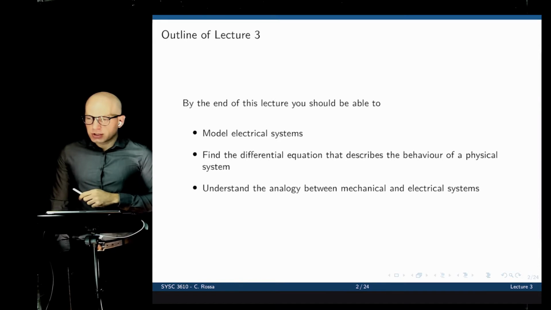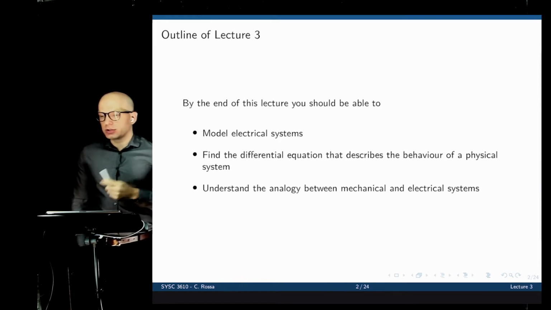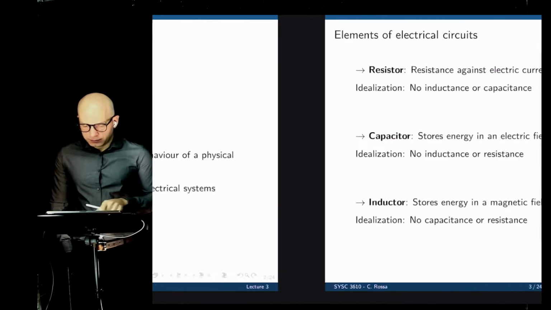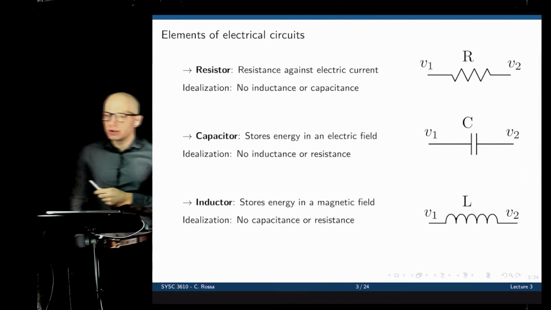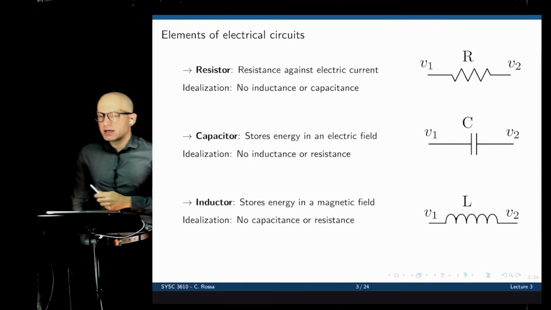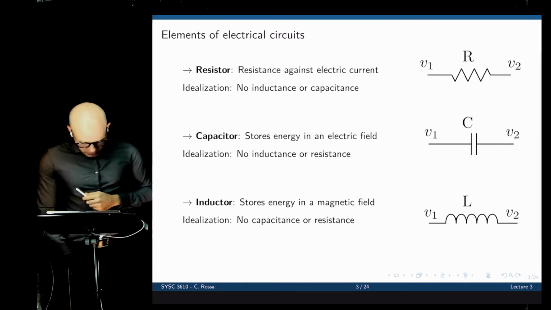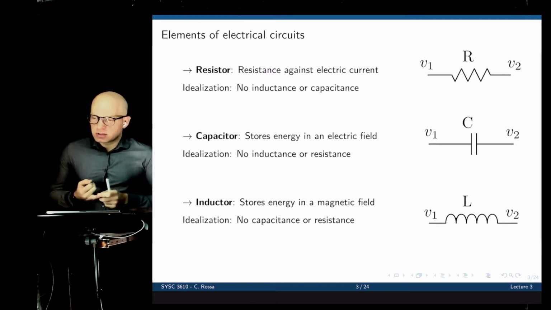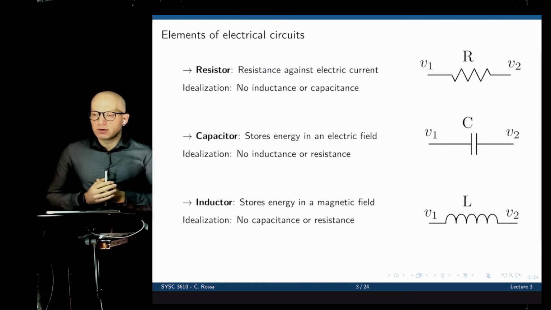So by the end of this lecture, you should be able to model an electrical system, find the differential equations that describe the behavior of this system, and understand the analogy between mechanical and electrical systems. So let's get straight into it. Let's first define the basic elements that we need in our models. For a mechanical system, we define the mass, spring, and damper. Here the three elements are the resistance, the capacitance, and the inductance, or resistor, capacitor, and inductor.